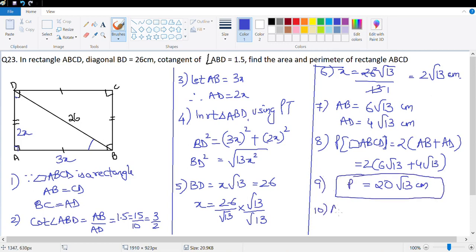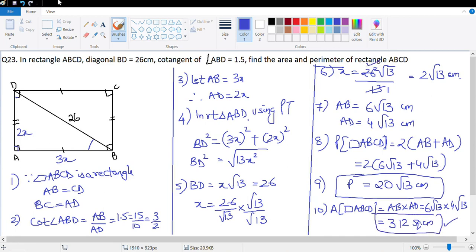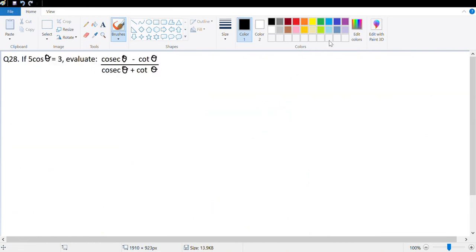And I know area of a rectangle is equal to length into breadth. In this case, AB into AD, which is 6 root 13 multiplied with 4 root 13. So this is 6 into 4, 24. 24 into 13, which is 240 and 72, 312. So 312 square centimeter. Very interesting question. Let's look at the last question that I solved with you from this exercise, or in fact from this chapter.